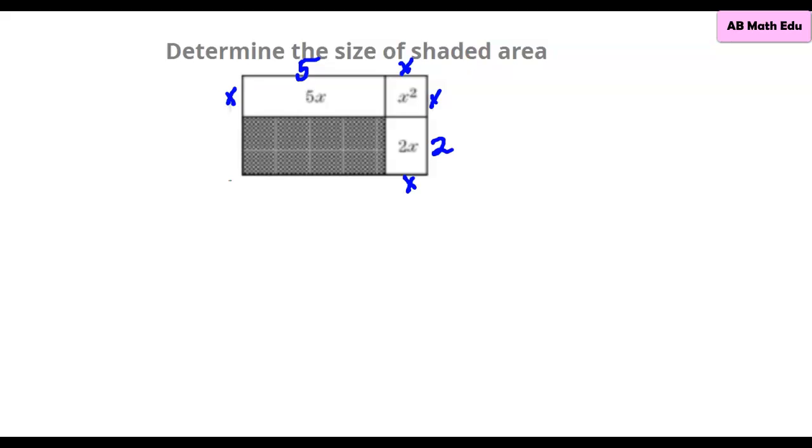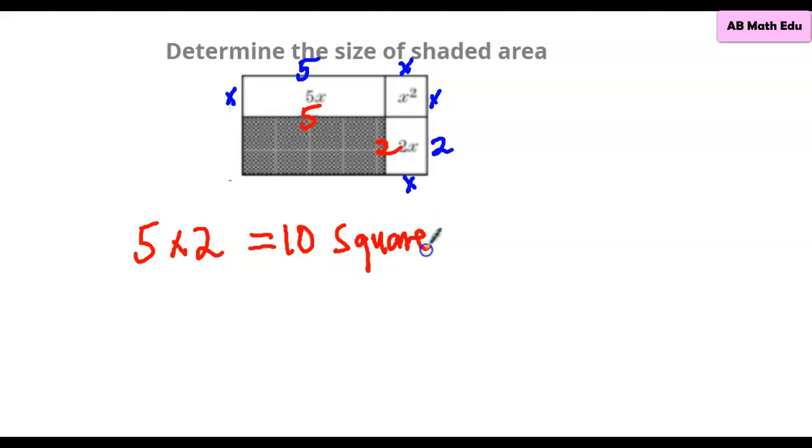So let's look at the easy way first. The easy way is that we know that this length here is 5, so that means from here to here is also 5, and from here to here is 2, so that means from here to here is 2. So if we are looking for the shaded area, it's just going to be 5 times 2. That will give us 10 square units. That is the easy way that we could visualize and do it.